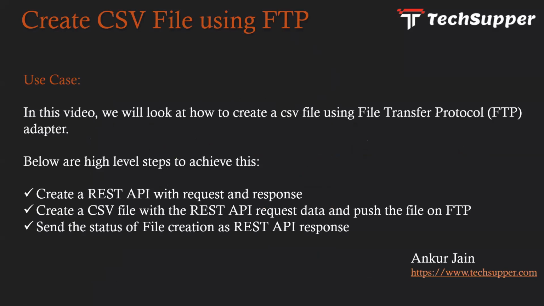Below are high-level steps to achieve this. First, we will create a REST API with request and response. Then we will create a CSV file with the REST API request data and push that file on FTP location. Send the status of file creation as a REST API response. So let's get started and log in into the OIC console first.